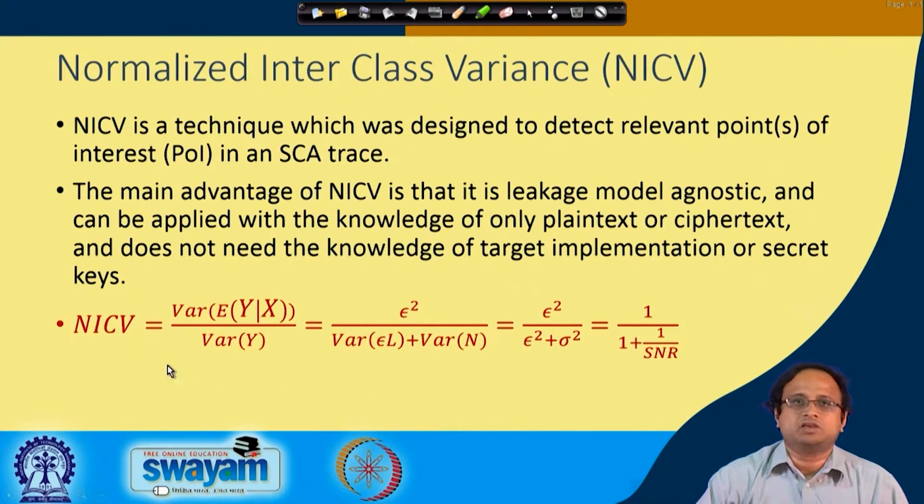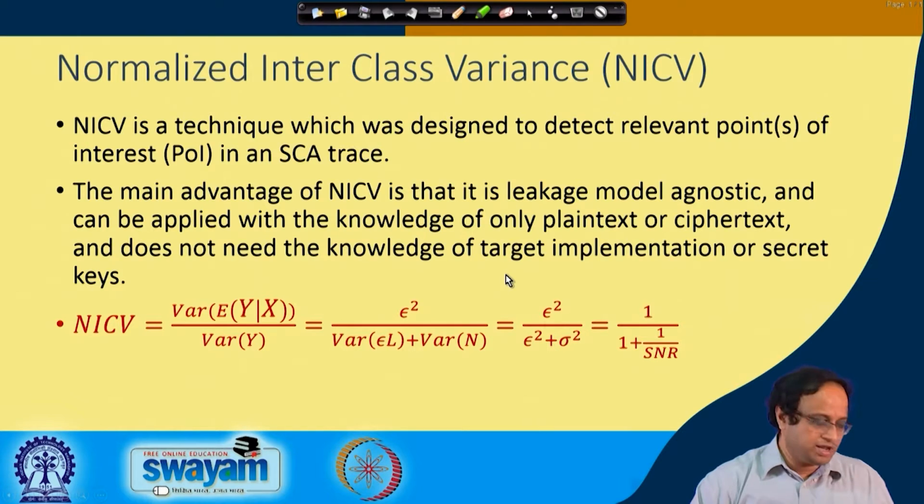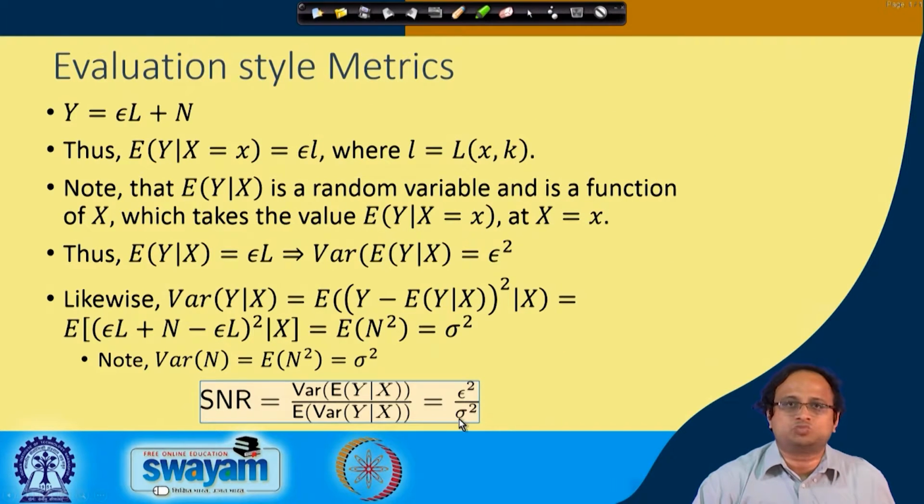So, therefore, the NICV gets related with the signal to noise ratio. Note, or you should reflect, why for NICV you do not know the key, whereas for estimating the SNR you need to know the key, because when you are estimating the SNR you need to estimate this parameter sigma square, that is the variance of noise.